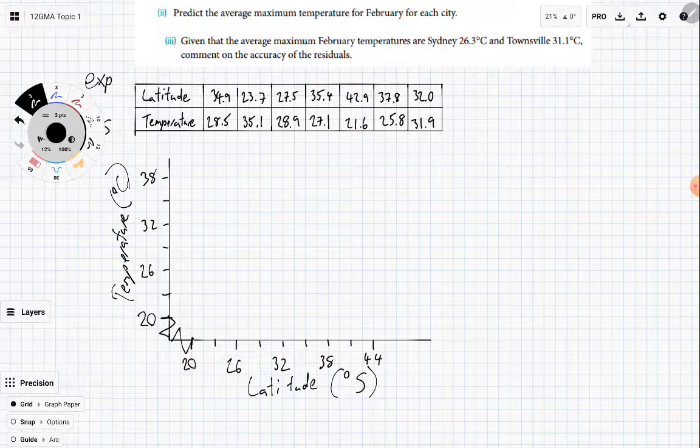So the first one is 34.9, which is about 35, which is about here, and 23.7. So there's my first point, and now I'm just going to go through and do all of the points. Alrighty, so I've plotted all the points, and now I can move on to the next part. So that's part A all done.